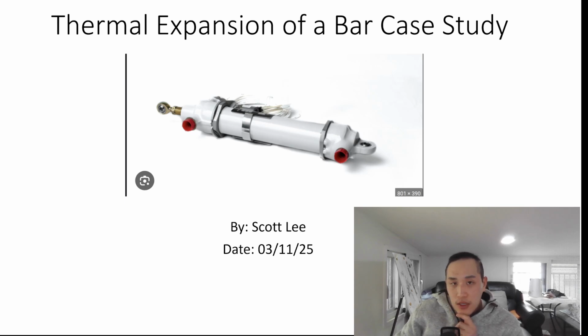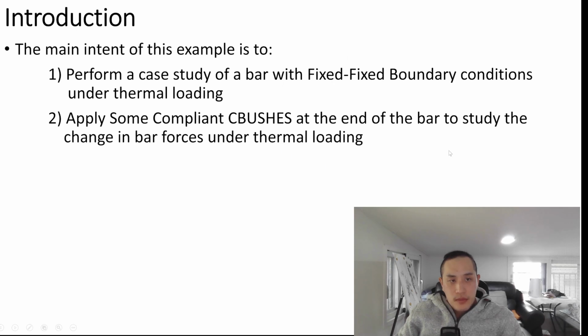And in this presentation, I wanted to go over a very quick case study for a thermal expansion of a bar element. And what you see here is a figure of an actuator, just for illustration purposes. So the main intent of this example is to perform a case study of a bar with fixed boundary conditions under thermal loading. We want to study essentially what are the internal forces that get developed within the bar. And then in the second example, I wanted to add some compliant C pushes at the end of the bar to study the change in bar forces under thermal loading.